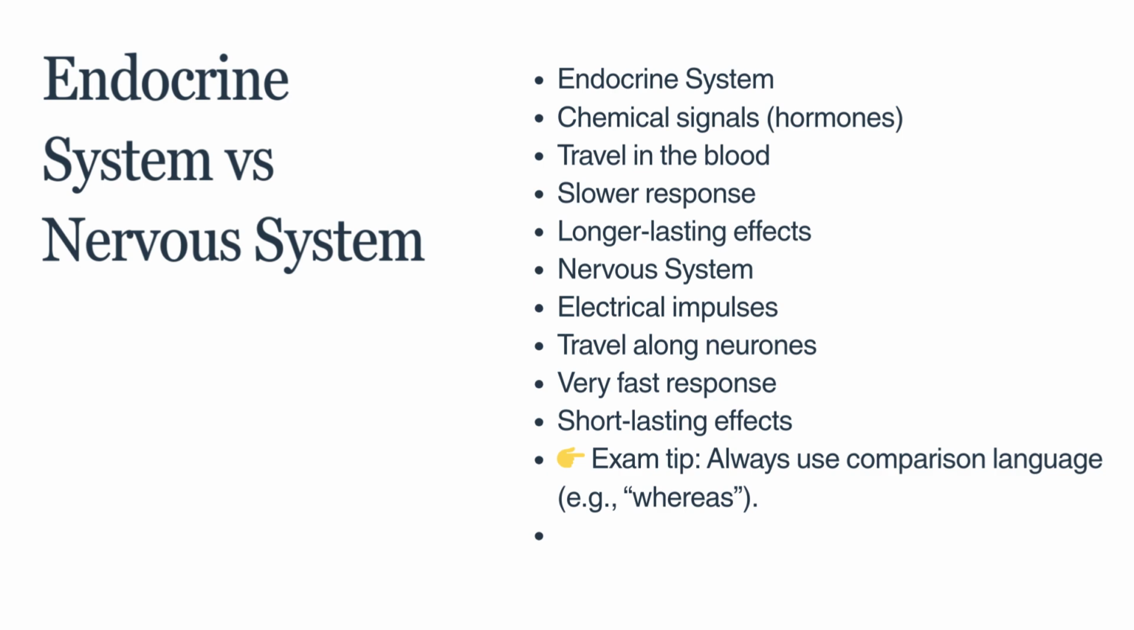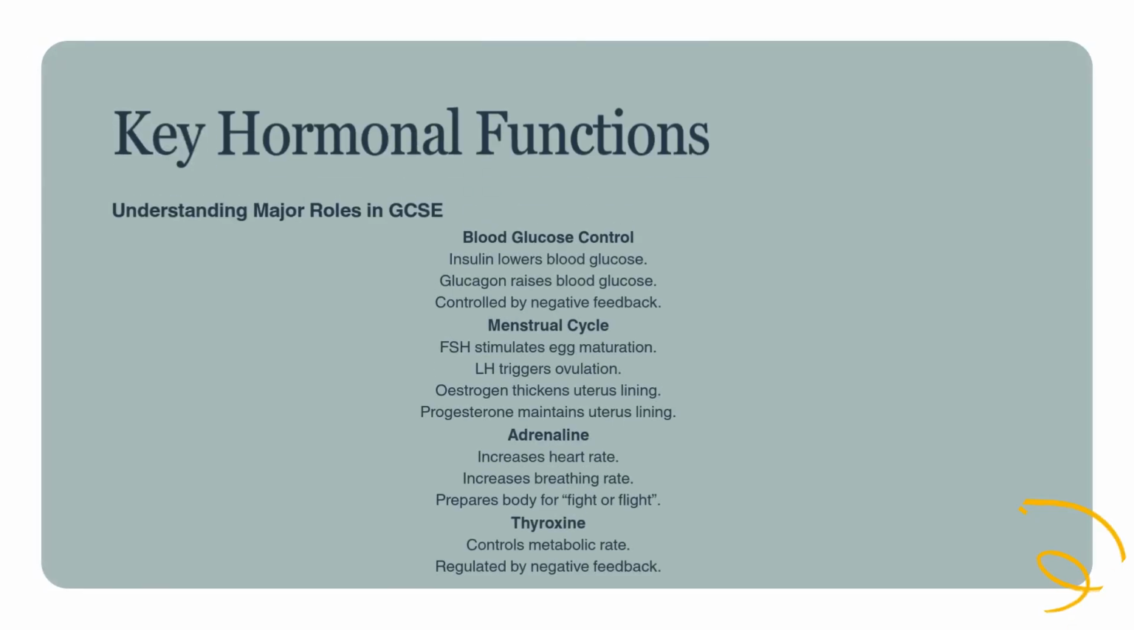So here's the comparison. When we talk about the nervous system, think of fast, short-lasting electrical signals and a precise response. But when we talk about the endocrine system, it's slower, with longer-lasting chemical signals, which are hormones, and widespread effects. A common exam tip is if the question says compare, make sure you refer to both systems in each sentence. For example, the nervous system produces a rapid response, whereas the endocrine system produces a slower response. This comparison language gains you marks.